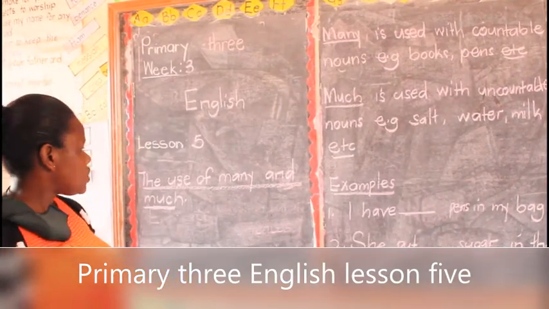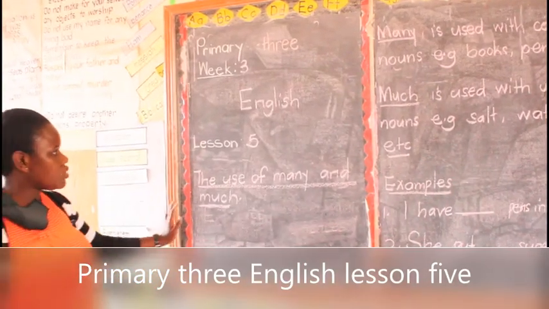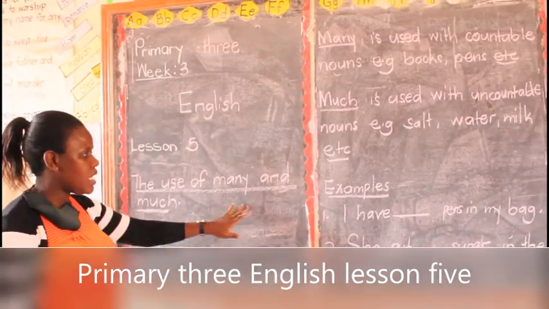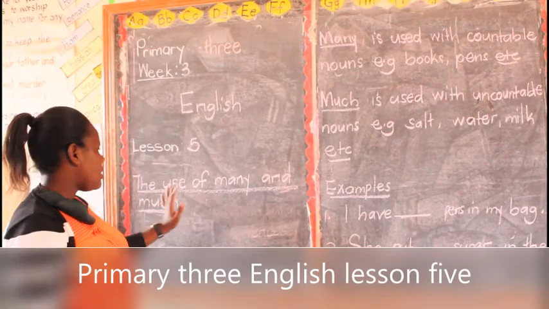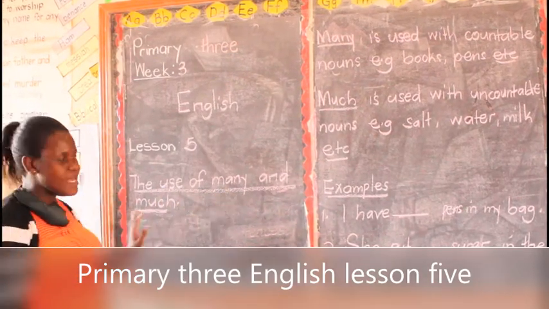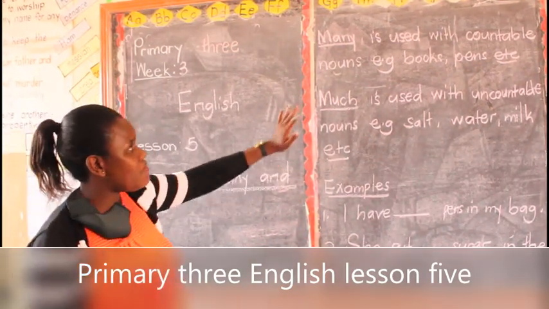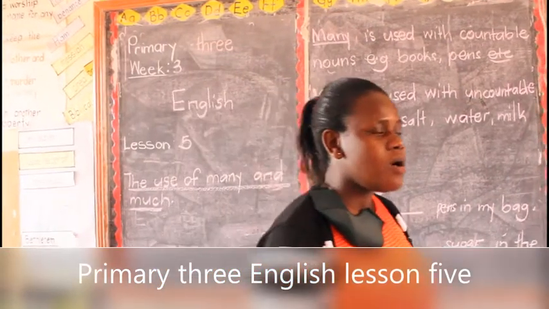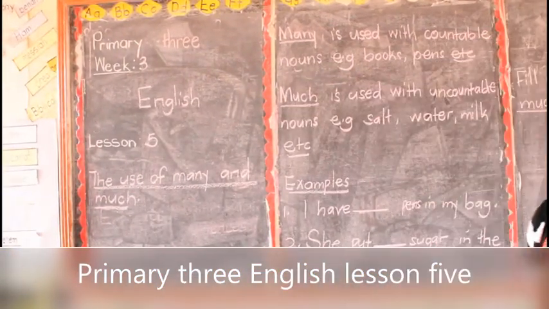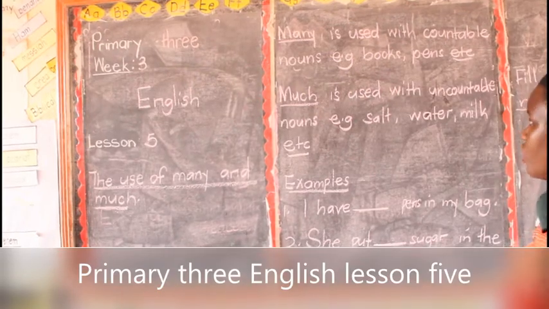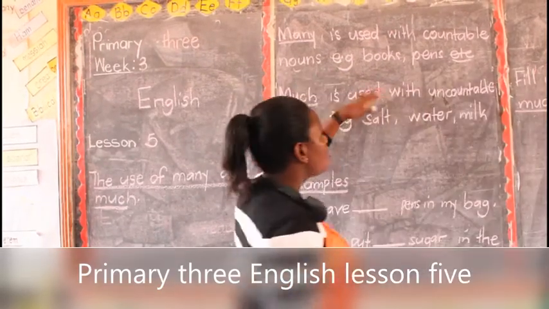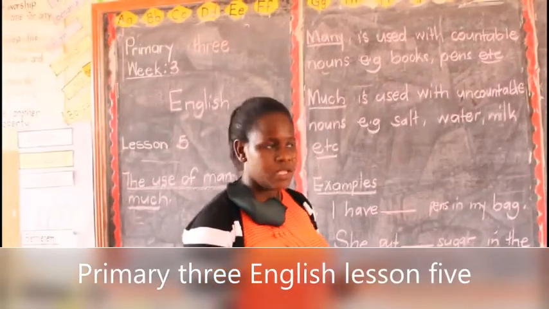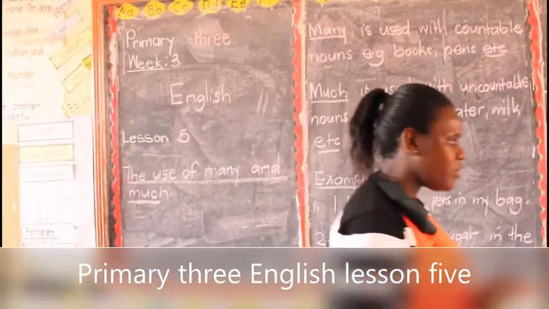Today, in English, we are going to learn about the use of many and much. Many is used with countable nouns. A noun is a name of anything. So we shall use many with countable nouns, those nouns which you can count by yourself.